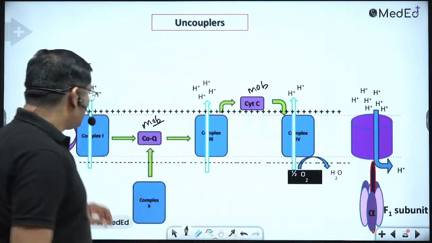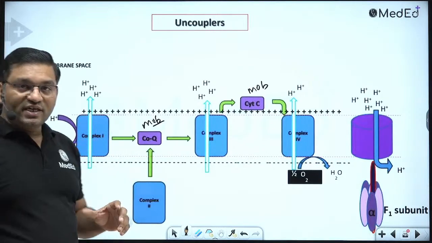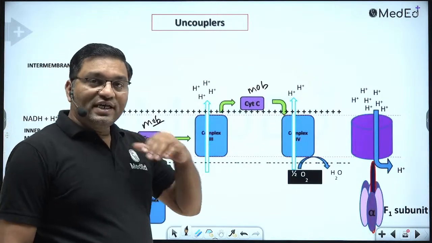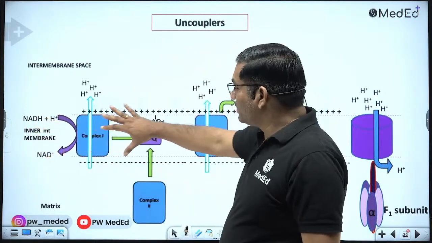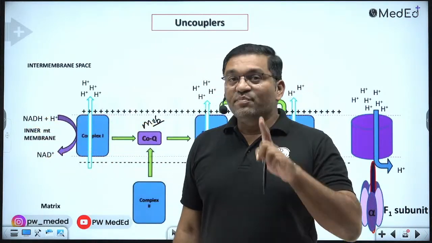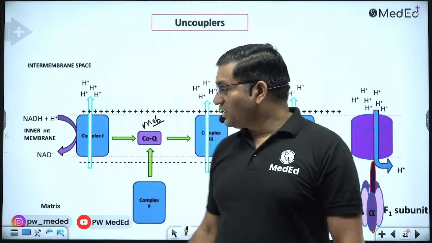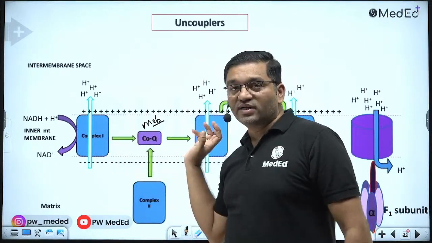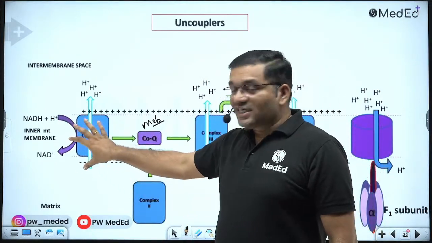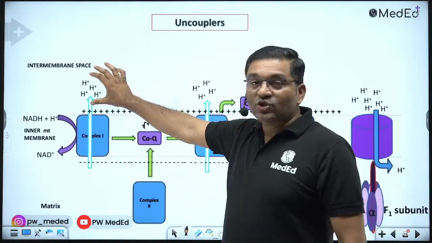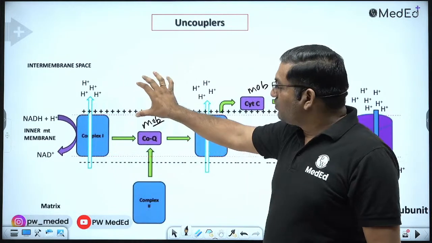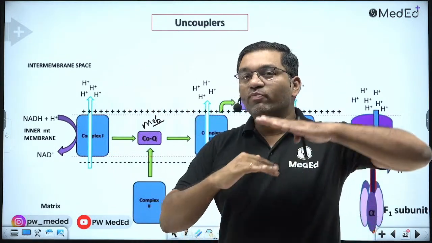Now whenever there is transport of electron, when the electron is transferred from this reducing equivalent through the various complexes, there is simultaneous pumping of protons. These complexes have two functions: during the transfer of electron, simultaneously there is pumping of protons into the intermembrane space, and which is important, there is generation of proton gradient.